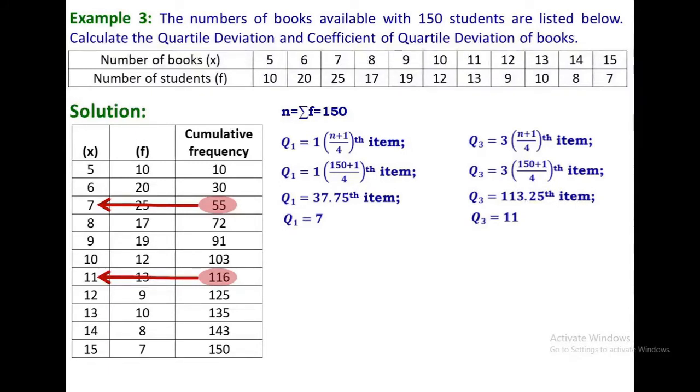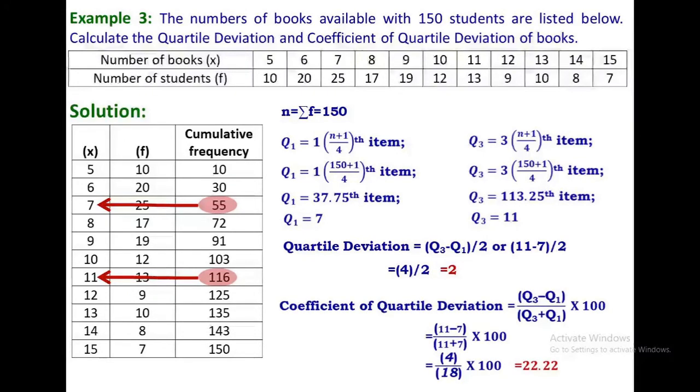Now after putting the values of quartile 1 and 3 in the quartile deviation formula, we can find out that the quartile deviation for the distribution is 2. And finally, we can also calculate the coefficient of quartile deviation by using quartile 3 and quartile 1 values, and we can calculate that 22.22 is our coefficient of quartile deviation for the number of books in this data set.